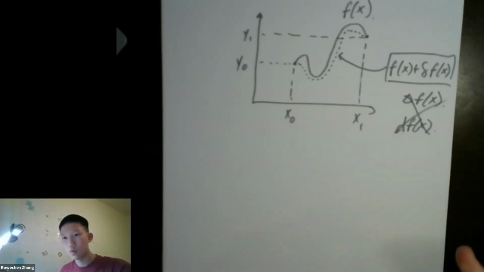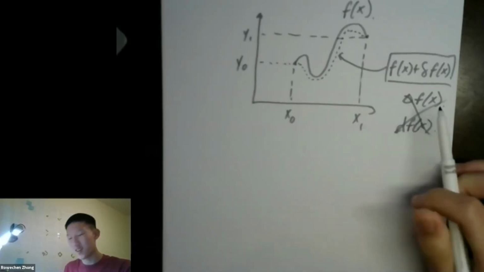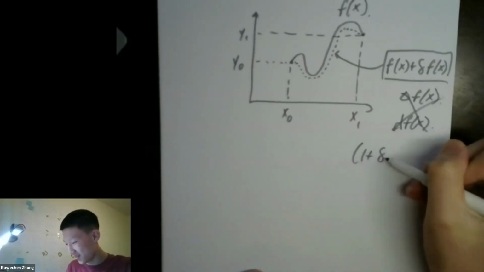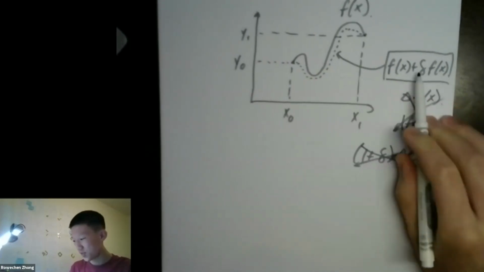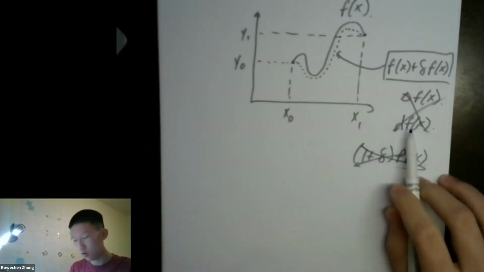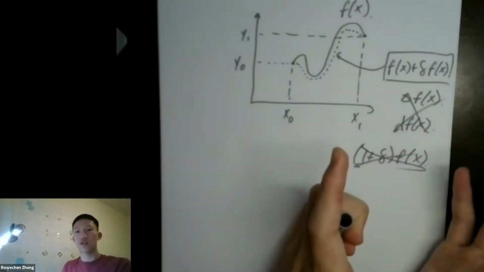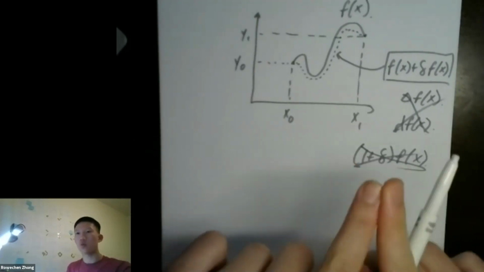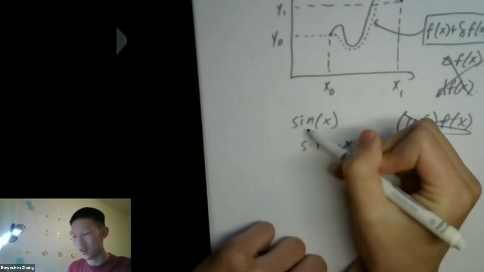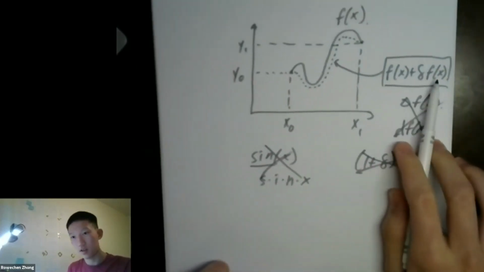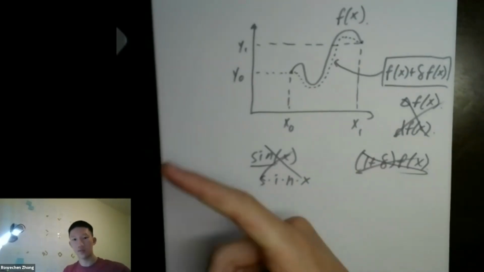By the way, you're not allowed to split this up, this is not correct, okay? Whenever you have a df or a delta f, think about that as one symbol, one math word. It's kind of like how you're not allowed to say sine of x is equal to s times i times n of x, because sine is one word, right? Same idea. Delta f, think about that as one thing.